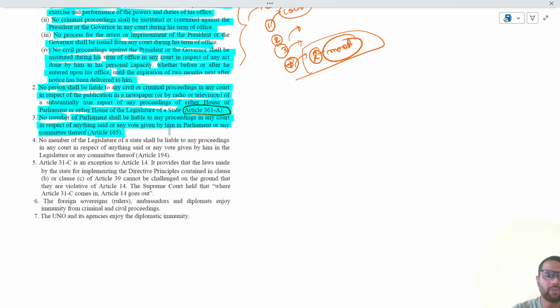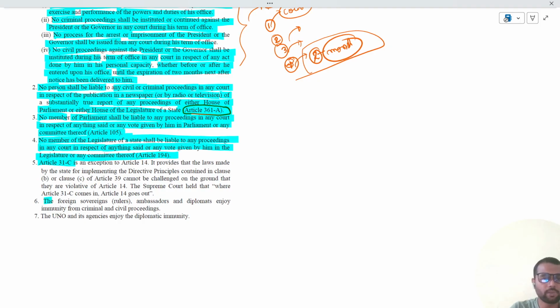Also, no member of the legislature of the state shall be liable to any proceeding in any court in respect of anything said or any vote given by him in the legislature or committee thereof. That is Article 194. Then Article 31C, we have already seen: even if a law violates Article 14 and Article 19, a law made to enforce Article 39 clause B and clause C shall not be declared null and void. That is also an exception to Article 14.